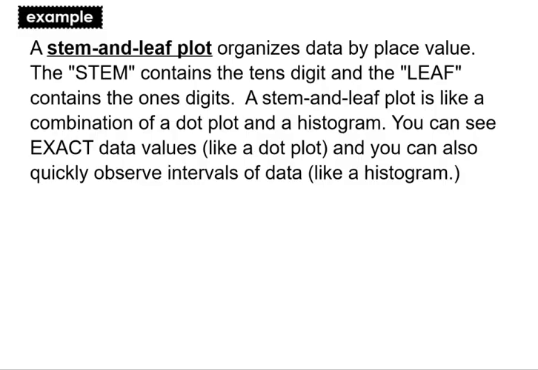The last plot we're going to look at is the stem and leaf plot. This organizes data by place value. The stem will contain the tens digit, and the leaf will contain the ones digit. A stem and leaf plot is a combination of a dot plot and a histogram, sort of. So you can see the exact data values, like a dot plot, but you can also quickly observe the intervals of the data like a histogram.